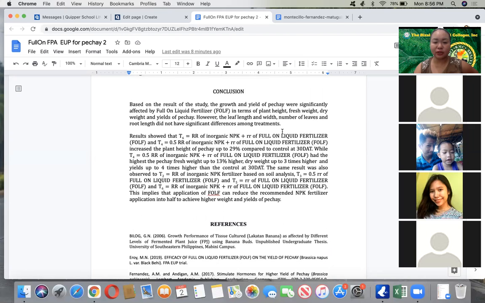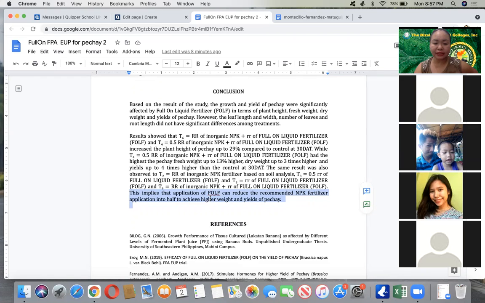So what now? After presenting what was significant and what was not, you will say the results show which is the highest and which is the lowest in terms of plant height, while in terms of dry weight, which one is higher, and in terms of yield, and so on. And then your conclusion, or your main interpretation of this data.